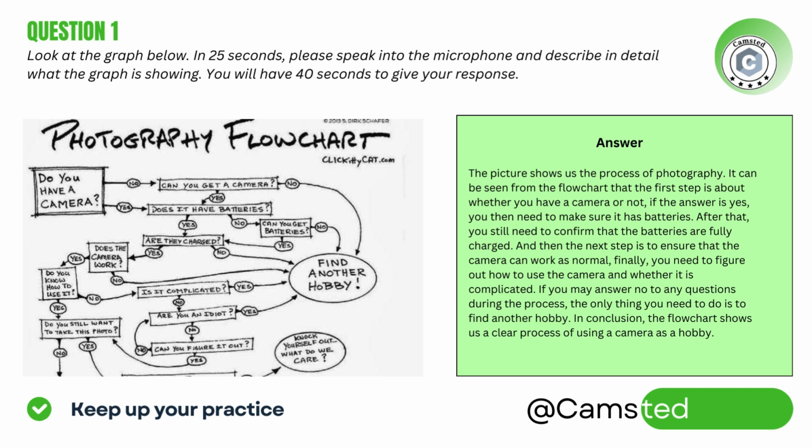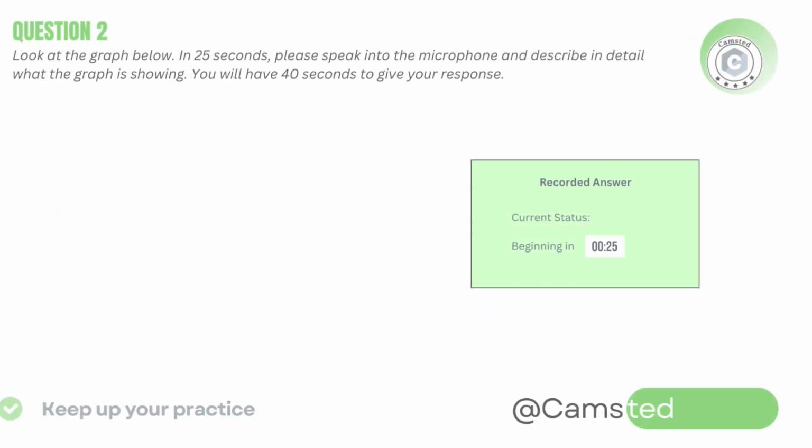And then the next step is to ensure that the camera can work as normal. Finally, you need to figure out how to use the camera and whether it is complicated. If you answer no to any questions during the process, the only thing you need to do is to find another hobby. In conclusion, the flowchart shows us a clear process of using a camera as a hobby.